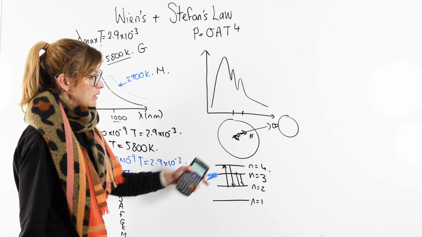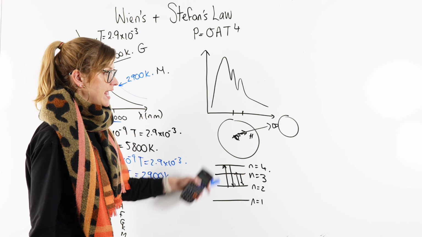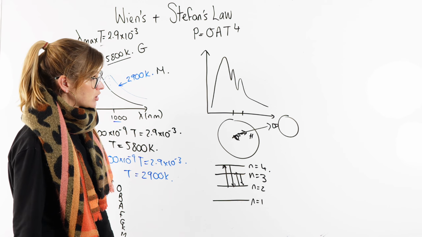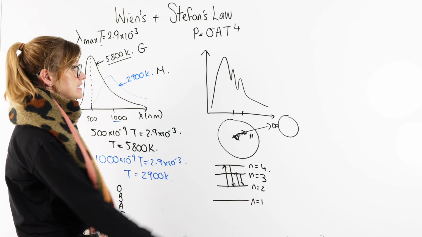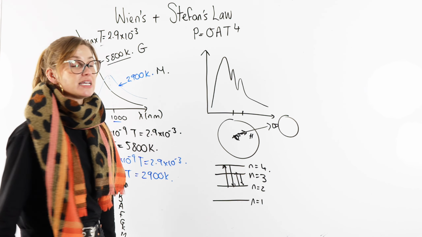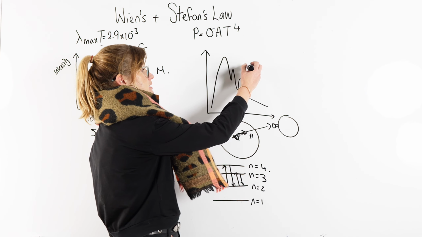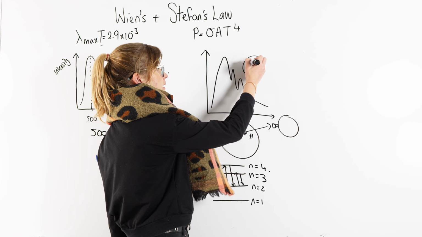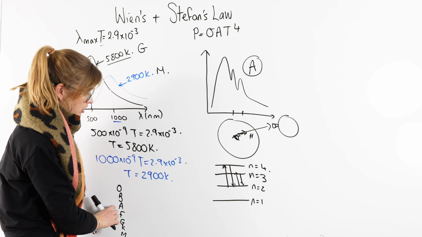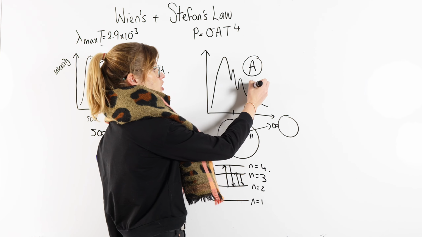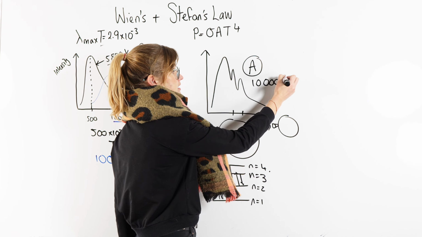So it can tell us what is present in the atmosphere of that star. And hopefully you remember, if there are hydrogen Balmer lines present in that spectrum, in that curve, we know it must be an A-class star, because hydrogen Balmer lines are most prominent in A-class stars. And those temperatures are around 10,000 Kelvin.